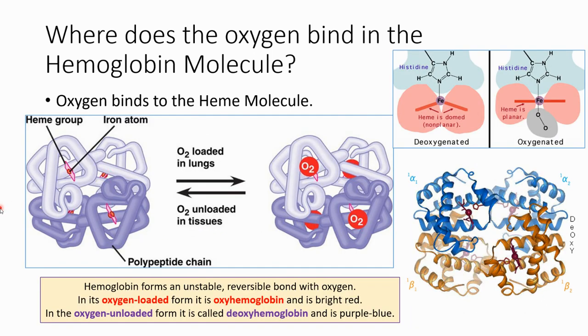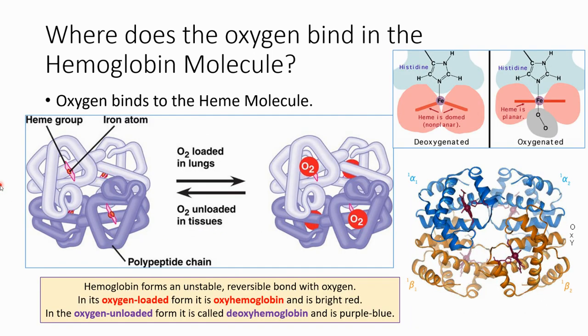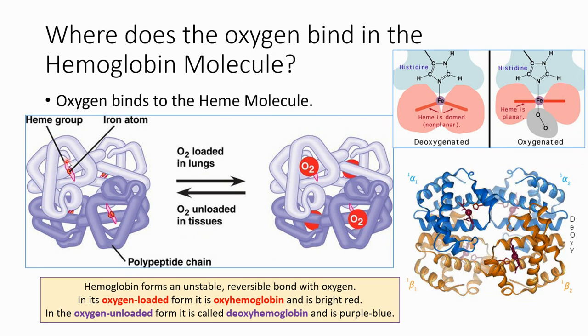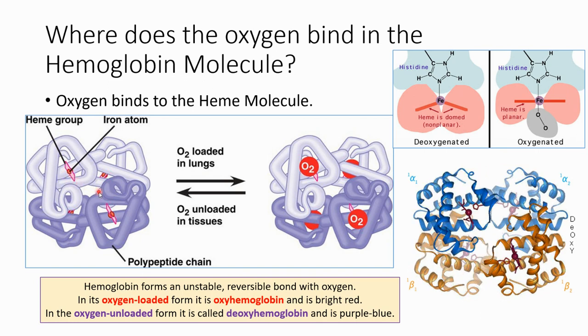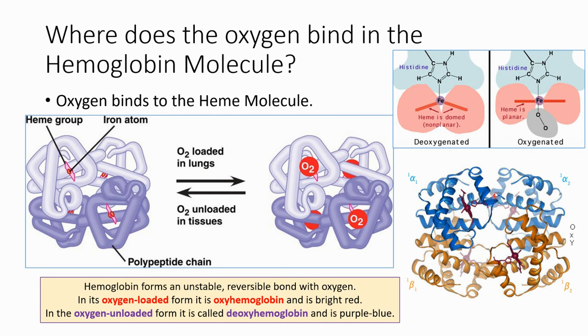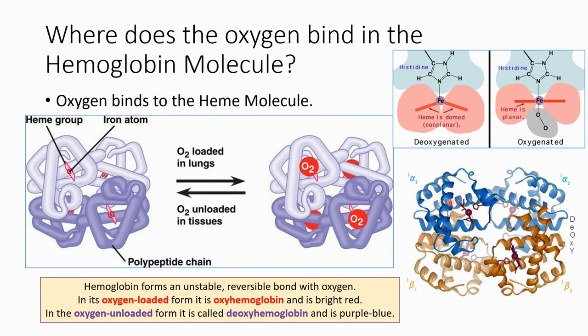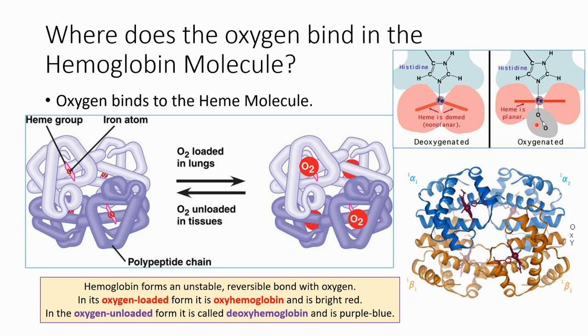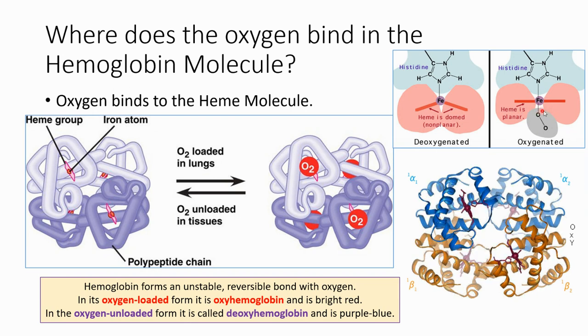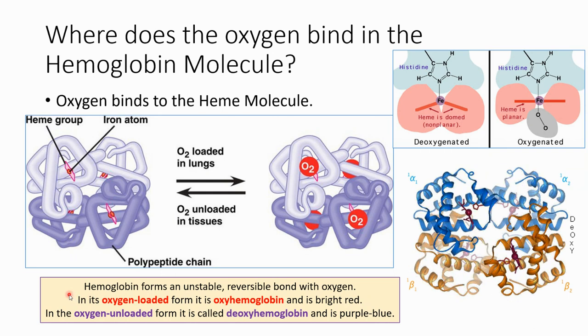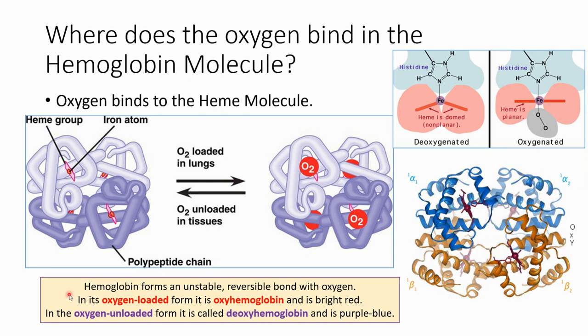So where does oxygen bind in that hemoglobin molecule? Well, it binds to the iron. So you can see right here that heme group is represented by a square. You've got the iron atom in the center, and that is where oxygen is going to bind. And when the oxygen binds, that hemoglobin molecule actually changes shape. You can see here this oxygen attached to that iron, and it's going to cause that heme molecule to change shape. So hemoglobin forms an unstable reversible bond with oxygen.